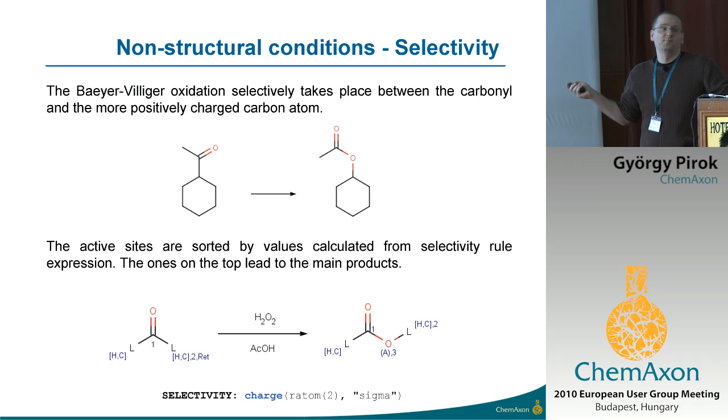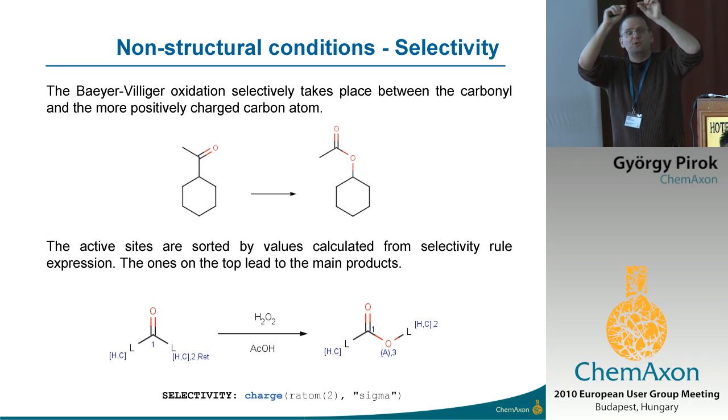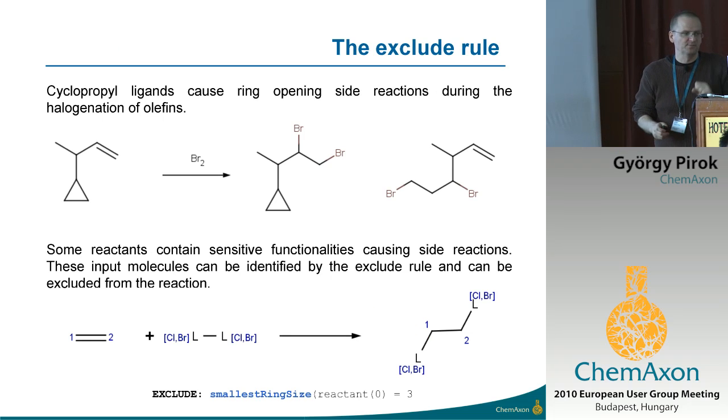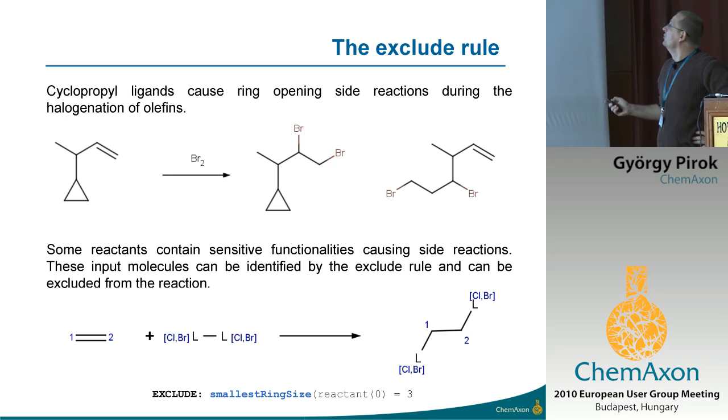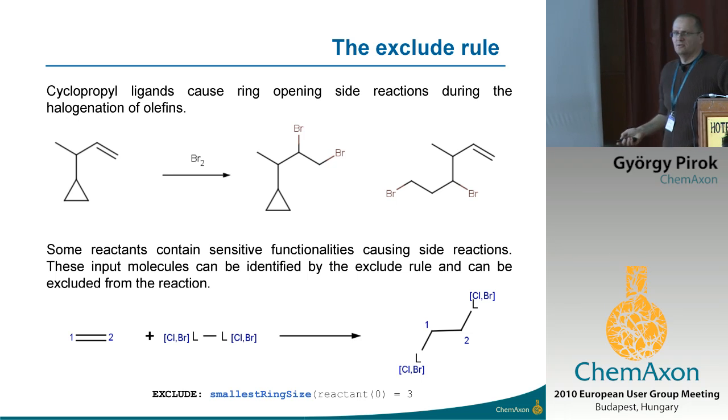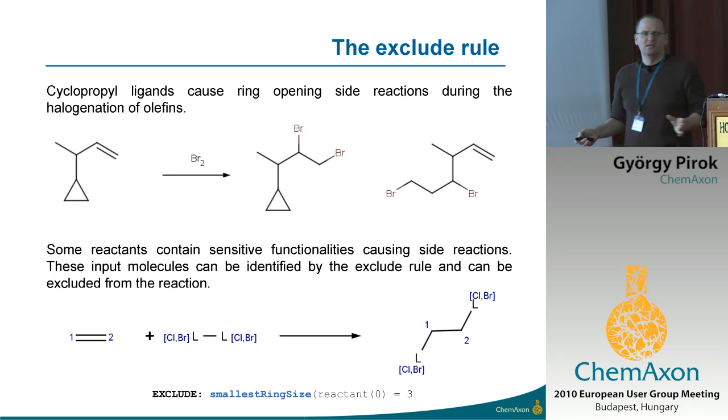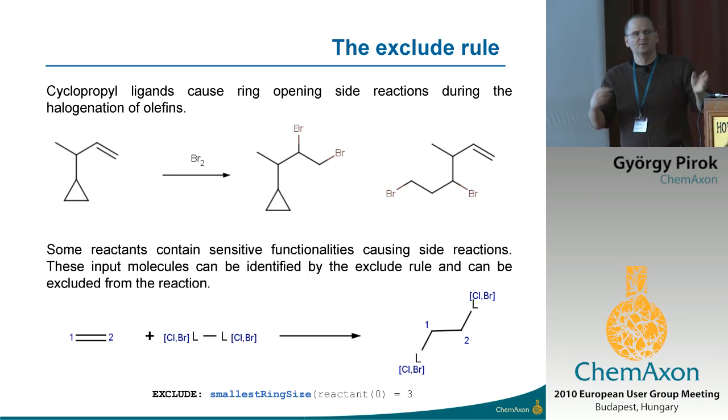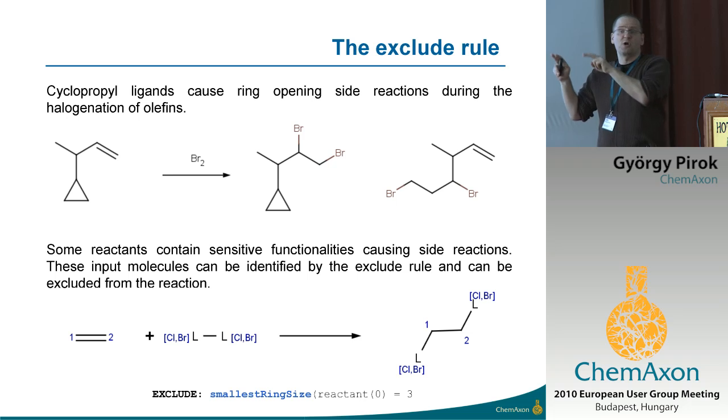We got ortho and para in case of the Friedel-Crafts because we used another calculation and had a tolerance as well, so that the top few ones, which have almost the same value, are considered leading to the main products. The exclude rule is the last one. This is probably usually the largest because molecules can contain lots of other functionalities which can cause side reactions or destroy the catalyst. We just want to exclude them. So the exclude rule usually contains lots of structural references.